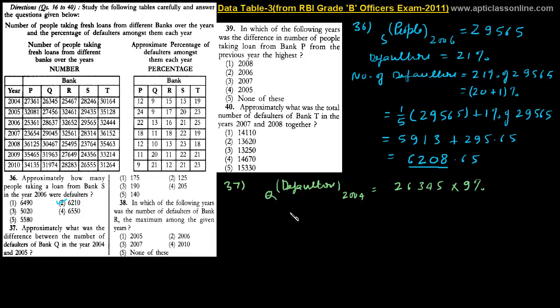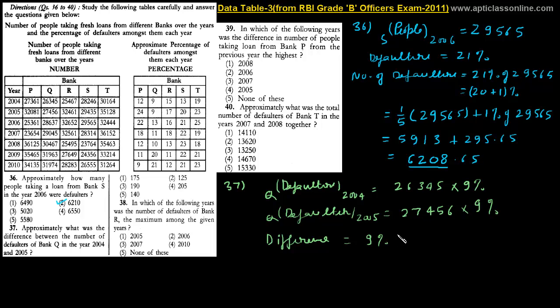So 9%. Okay. Similarly, defaulters for bank Q in 2005, bank Q again, 27456, multiplied by the percentage of defaulters for Q, this column, and for 2005, this row. So it is again 9%. Okay, so we have to calculate in this 37th question the difference between these two numbers. So the difference is basically 9% of 27456, we can subtract, because in both the cases 9% is common.